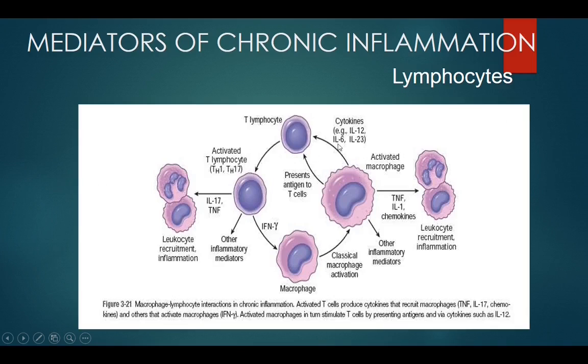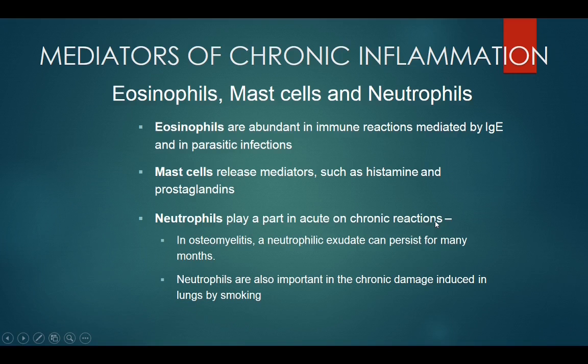So these are the ones which are shown here. T lymphocytes, T helper 1 and 17, are acting, with leukocyte recruitment, inflammation, and other mediators. It will lead to interferon gamma, macrophage formation, then classical macrophage activation, then interferon gamma, interleukin 1. It leads to recruitment of neutrophils and monocytes.